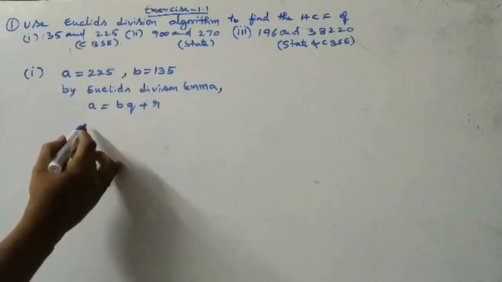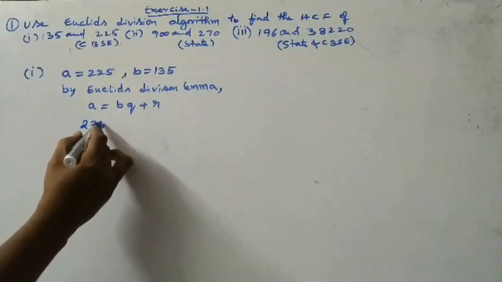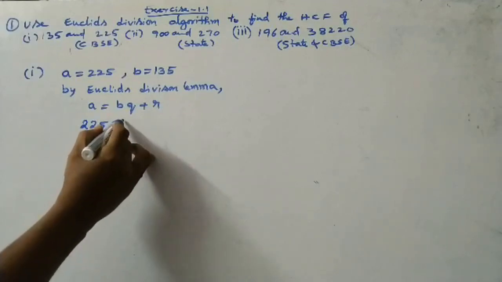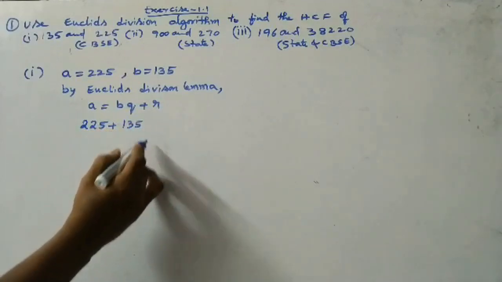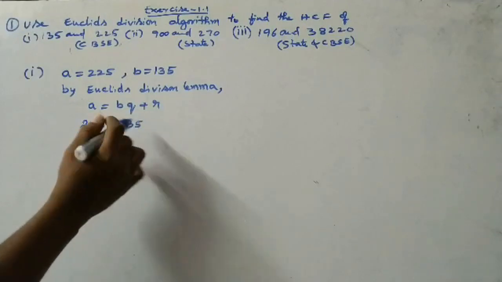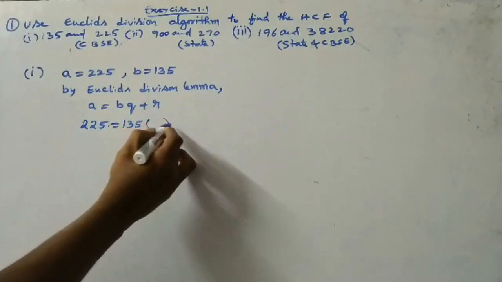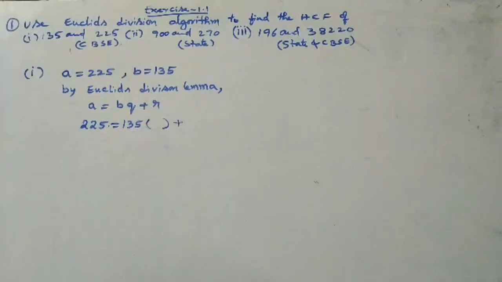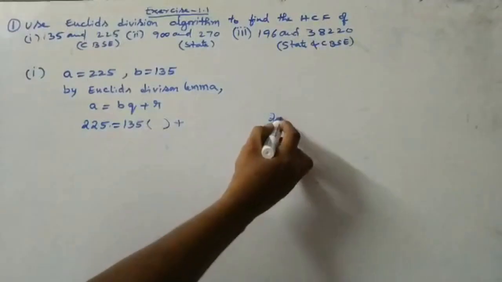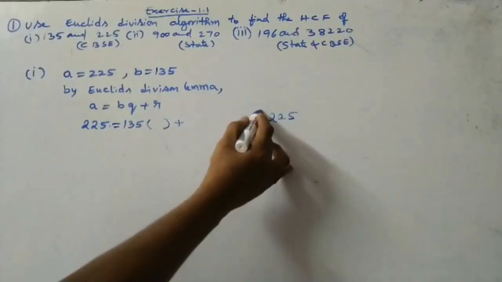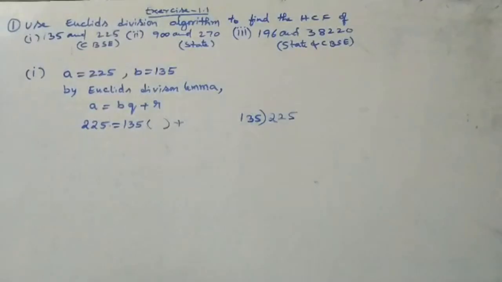So here the dividend is 225, divisor is 135. Dividend 225 is equal to divisor into quotient plus remainder. Now observe, 135 will be cancelled in 225. How many times will we observe?